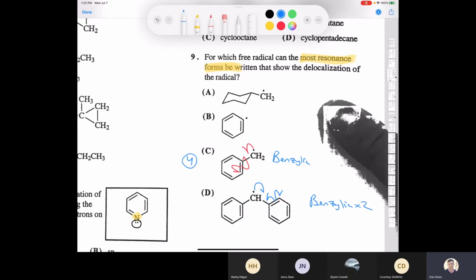Make sure you can draw them. And D would have a total of 7 resonance contributors. Make sure you can draw those. B is vinylic. That is so unstable. So vinylic, you're not going to see vinylic radicals in organic chemistry.